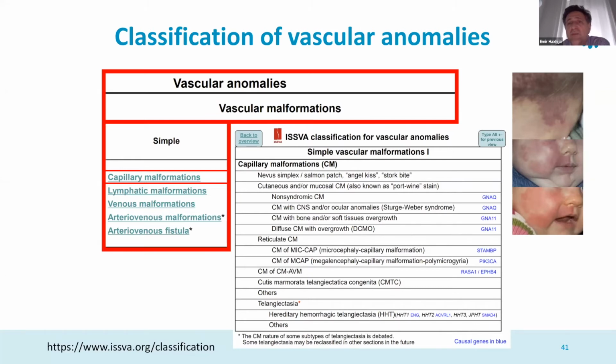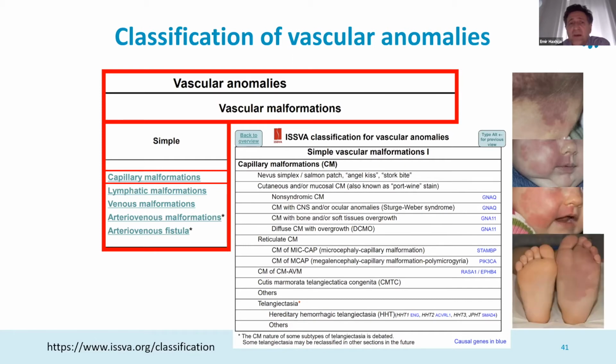If you have a non-syndromic capillary malformation like here, or the capillary malformation is associated with ocular anomalies or central nervous system changes, like in Sturge-Weber syndrome as we know it, or associated with bone and soft tissue overgrowth or whole body overgrowth. Then you have a group of reticulate capillary malformations, which could be associated with microcephaly or megalencephaly. And then you have a capillary malformation associated with arteriovenous malformation due to RASA1 mutation.